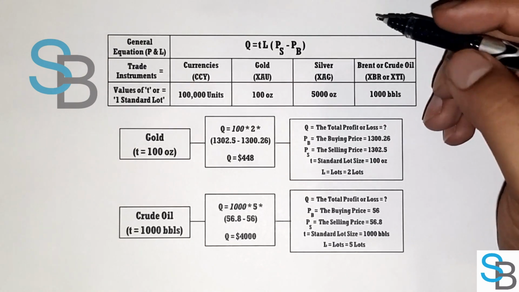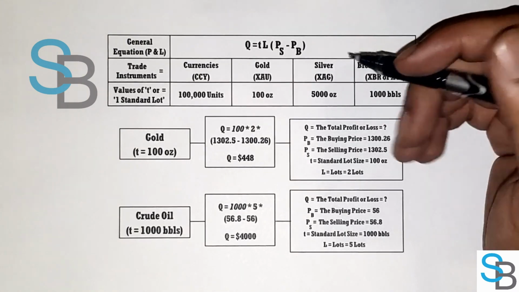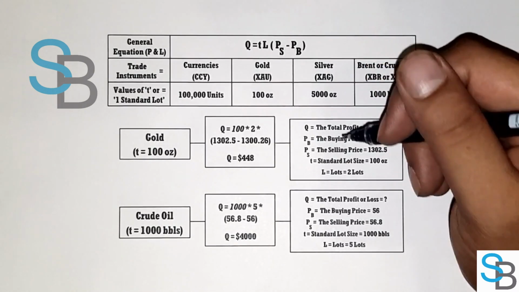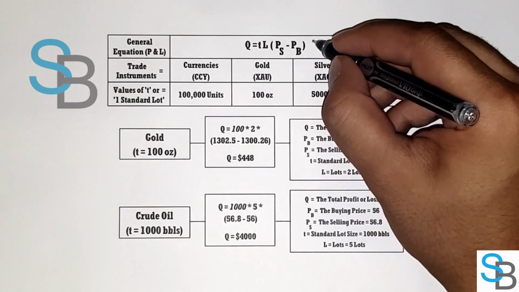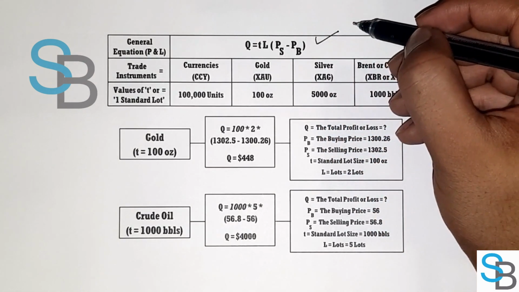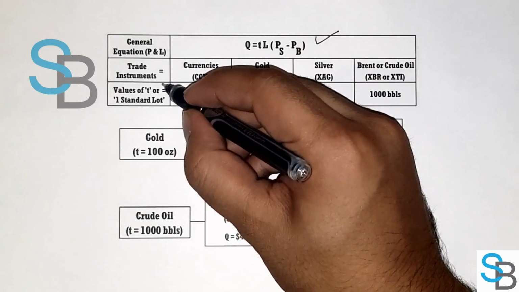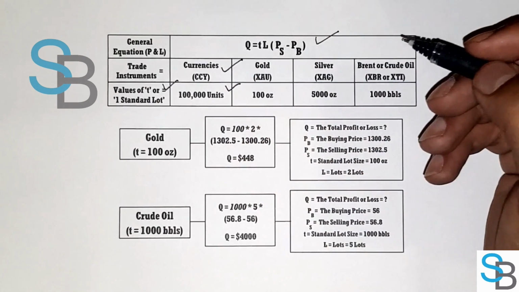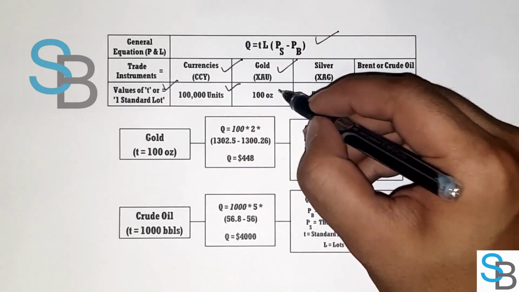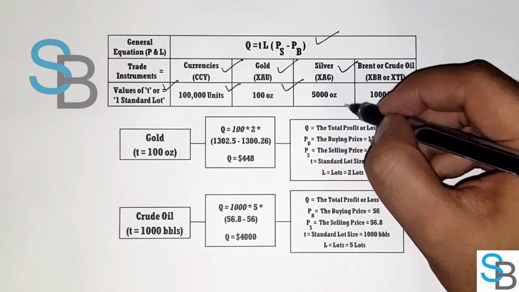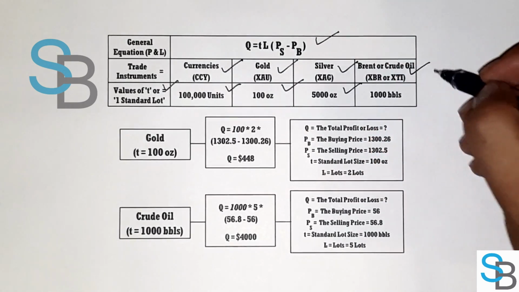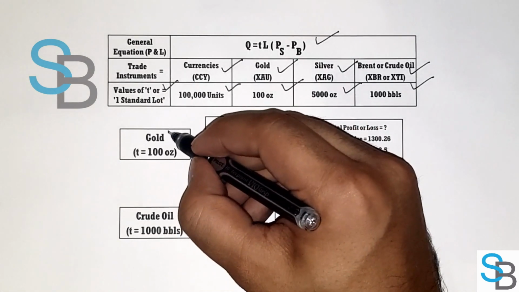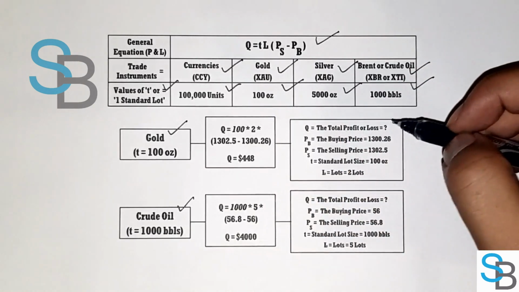Previously, we did an example of Euro-USD, but what if we want to calculate the profit and loss for gold, silver, Brent or crude oil? All we have to do is change the T value in our equation, and T is the value of 1 standard lot. For currencies, it's 100,000 units. But for gold, the standard lot is 100 ounces. For silver, it's 5,000 ounces. And for Brent or crude oil, it's 1,000 barrels. Let's do an example of gold and crude oil to clarify this.